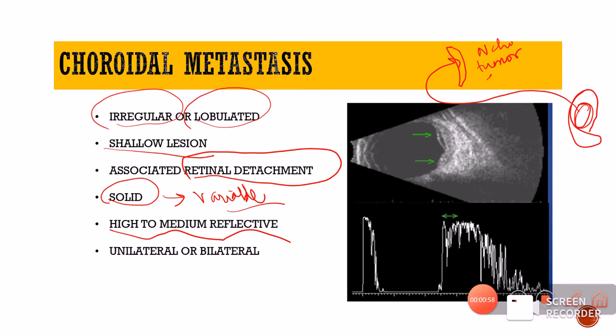Now, choroidal metastasis can again be unilateral or it could be bilateral, so that also you have to think. If you want to remember something about choroidal metastasis, think about bilateral presentation, think about a shallow lesion, think about high reflectivity, and specifically ask the history. There will be a history of lung cancer, or there will be a history of breast cancer. Usually in women, breast cancer is the leading cause of choroidal metastasis, and in men it is usually lung cancer which can metastasize to the choroid.